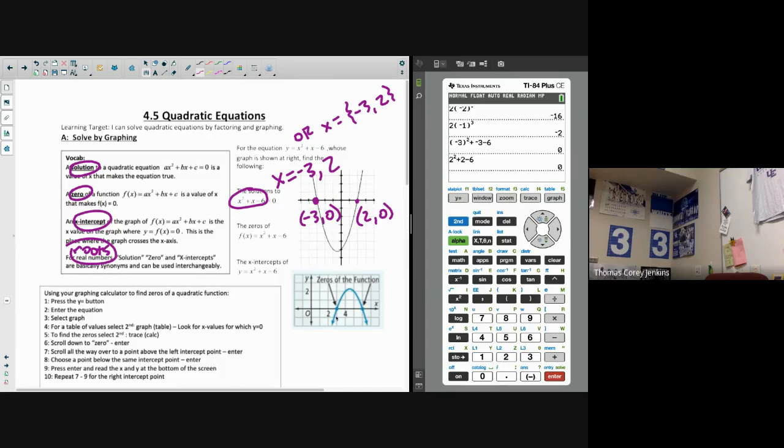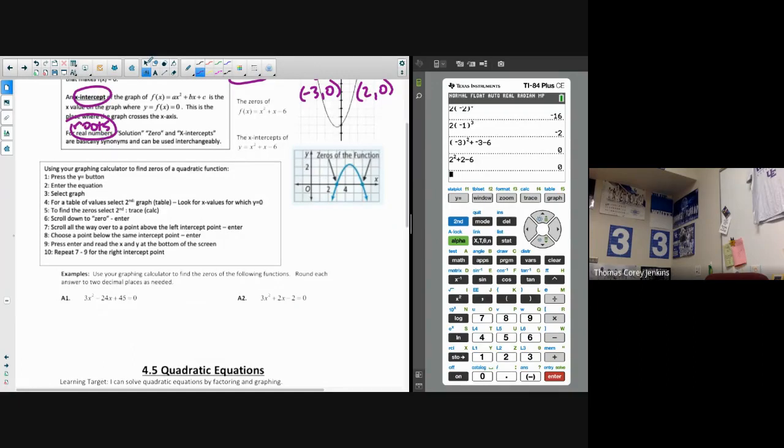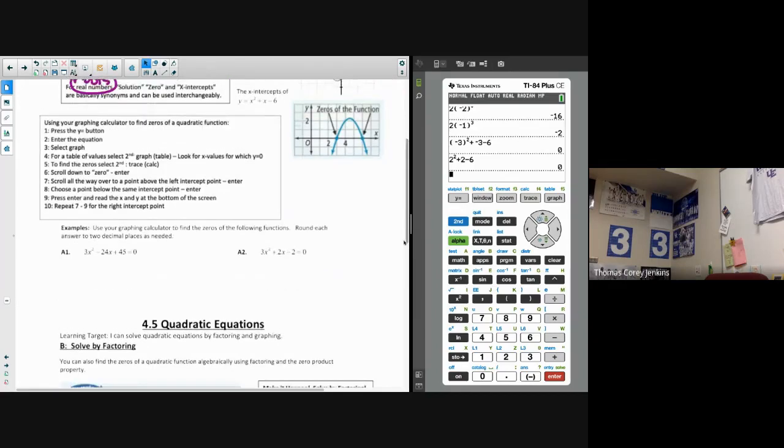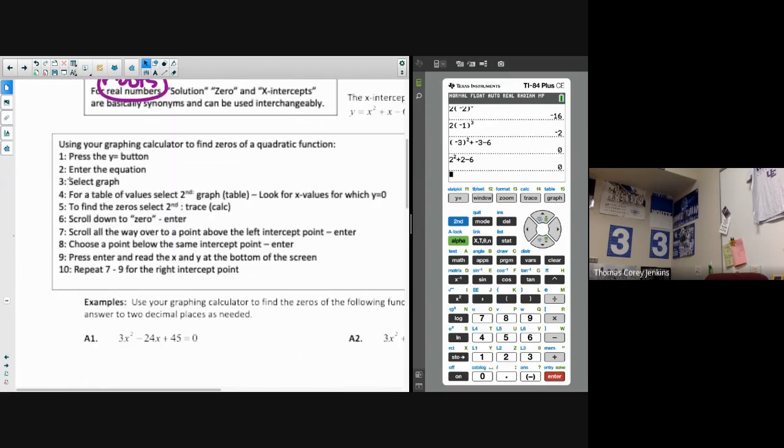Then they show us another example that has x-intercepts or zeros at x equals 3 and x equals 5. On that note, let's do one that's not already graphed for us, or maybe two. It says use your graphing calculator, find the zeros of the following functions, and round each answer to 2 decimal places, so the nearest hundredth as needed. Let me zoom this in so you might be able to see it on your screen.